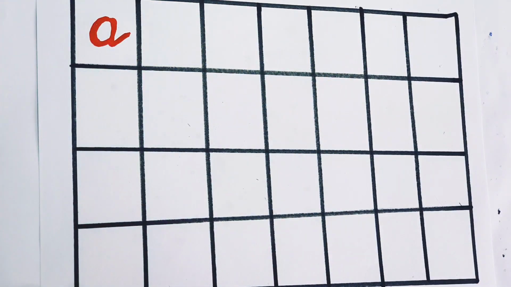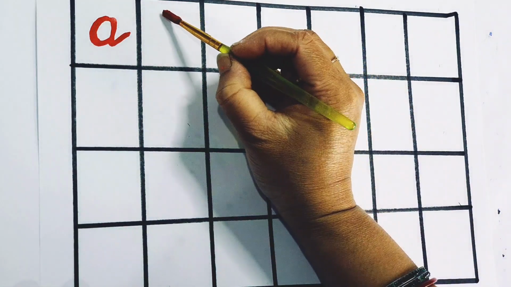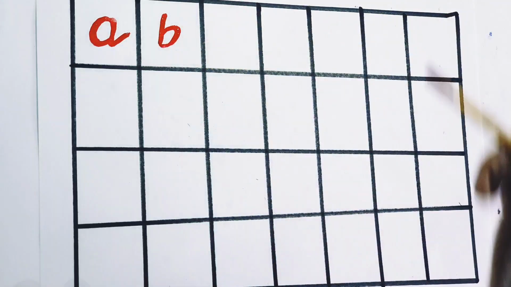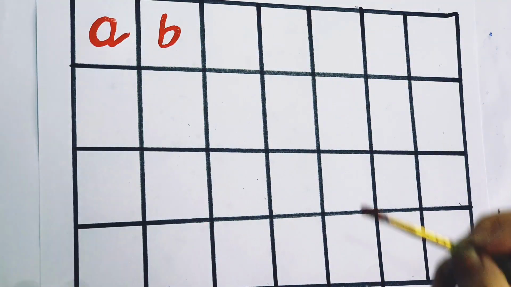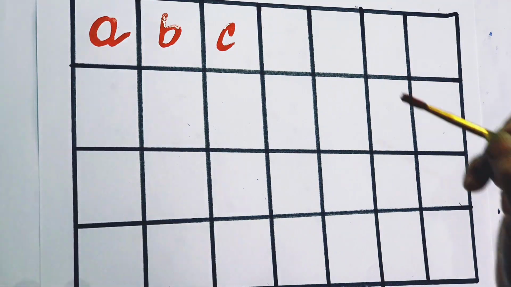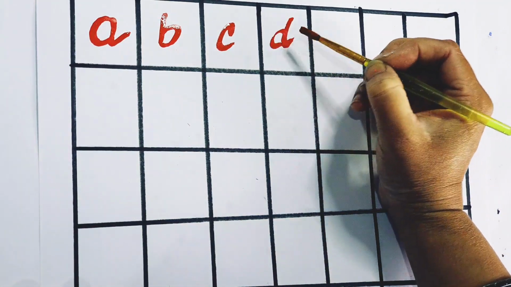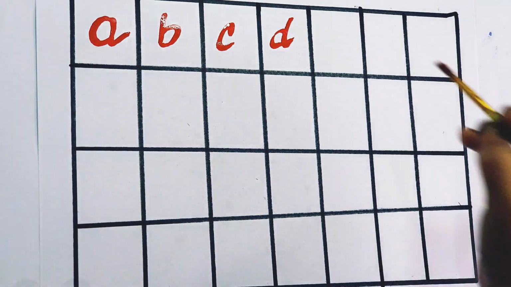A for aeroplane. A for apricot. B for butterfly. B for banana. C for carrot. C for candy. D for dog. D for donut.